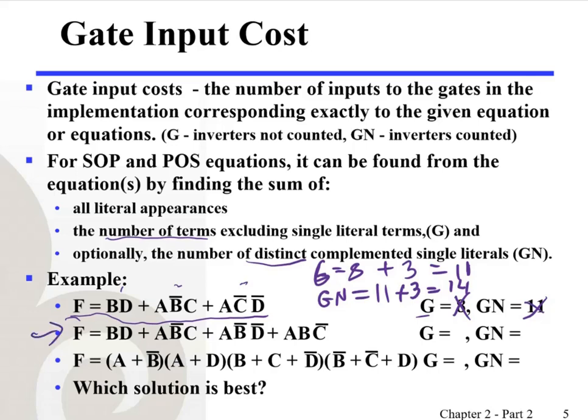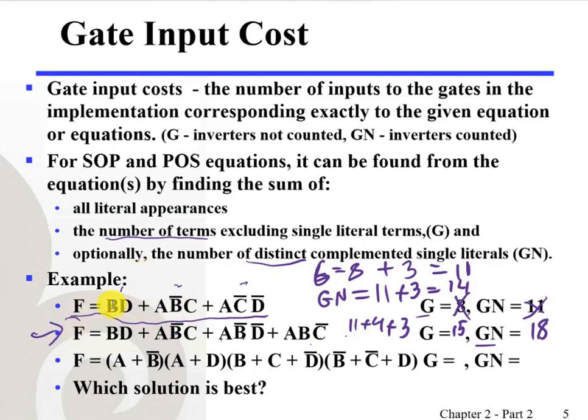Similarly, let's take a look at this function quickly. The number of literals here is 11. And the number of terms is 1, 2, 3, 4, so 4. So 11 plus 4 will give us G equal to 15. Now for Gn, we need to count the number of distinct complements. 4 plus the number of distinct complements B, D, and C, which is 3, gives us 18.